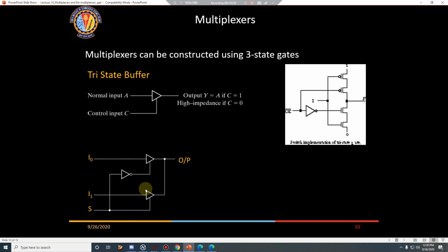So if you are using tri-state buffers, you can implement a 2:1 mux simply like this. Instead of an AND gate and an OR gate, these are the two tri-state buffers. If you give S equal to 0, this buffer will be enabled, and if you give S equal to 1, this buffer will be enabled. So you can connect the outputs of the buffers together. There will not be any issue of shorting, because when one is off, it is in a high impedance state. Is it understood?